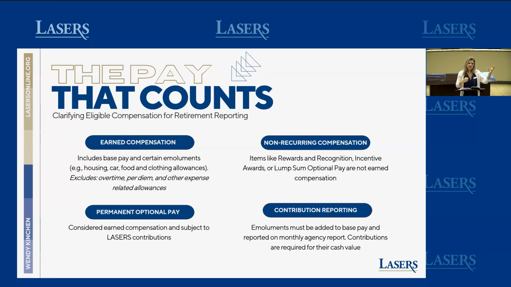So I said base pay, emoluments, and emoluments typically include allowances for a car, a phone, clothing, housing allowances, things such as that. Those are considered emoluments that would be included. What would not be included are rewards, recognition, incentives, a reimbursement for a travel expense or something like that. I once heard someone say, if it's something you would brag about getting to your coworkers, then it's probably not LASERS eligible, right? If it's that little extra like, whoo, guess what I got? Then probably not eligible for LASERS reporting.